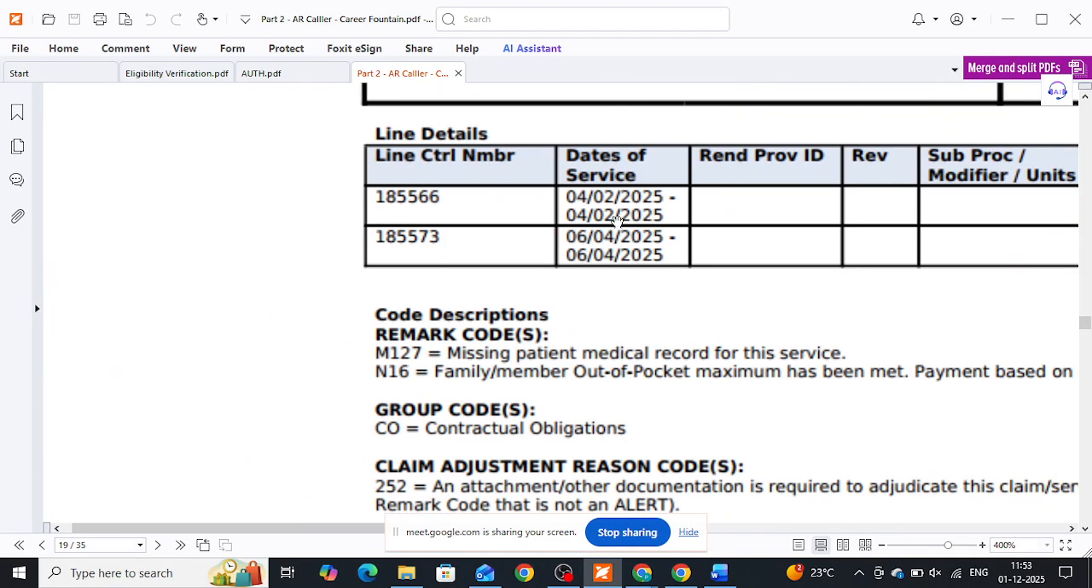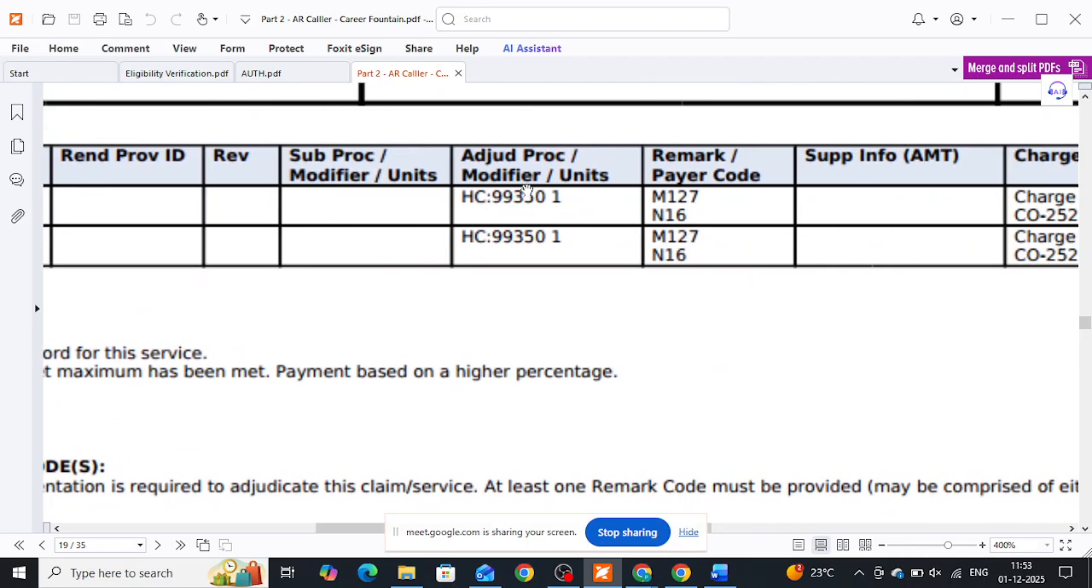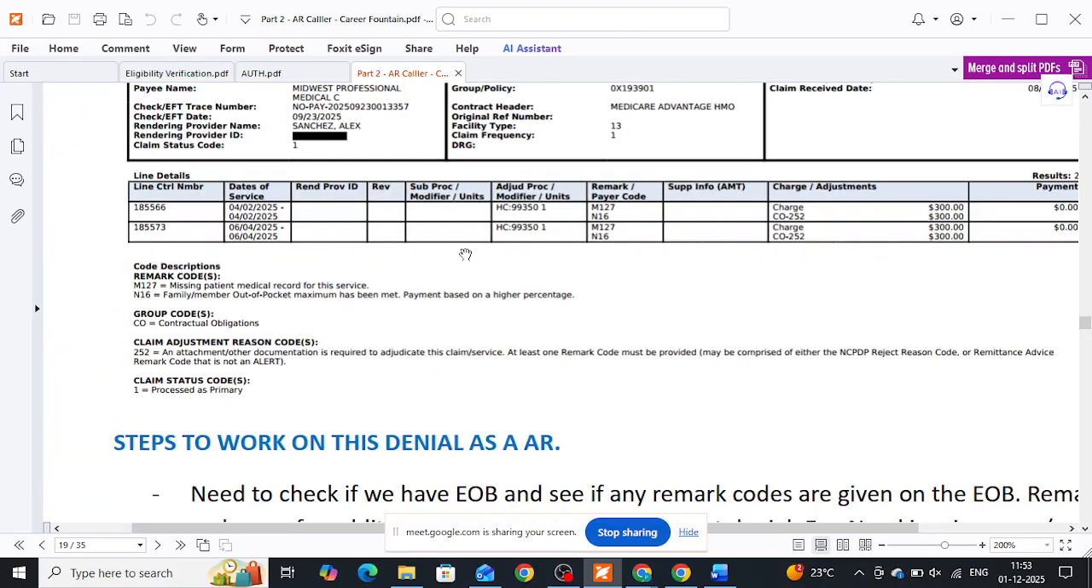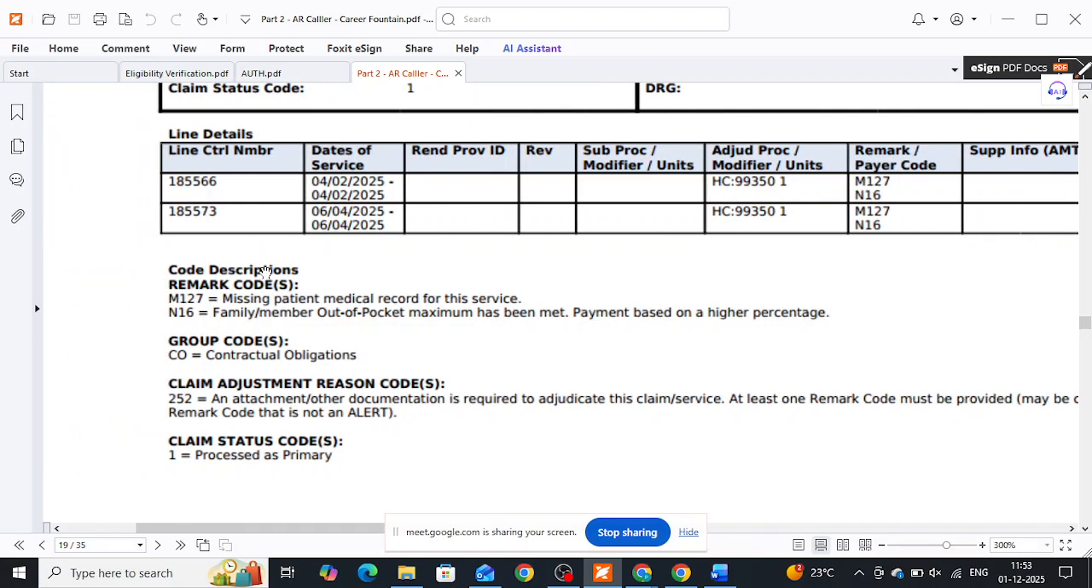These are two line items for two different dates of service. So they want the medical record related to this service only. They don't want a history report, they don't want a prescription, they don't want any other reports. Related to this service only, they want a medical record.